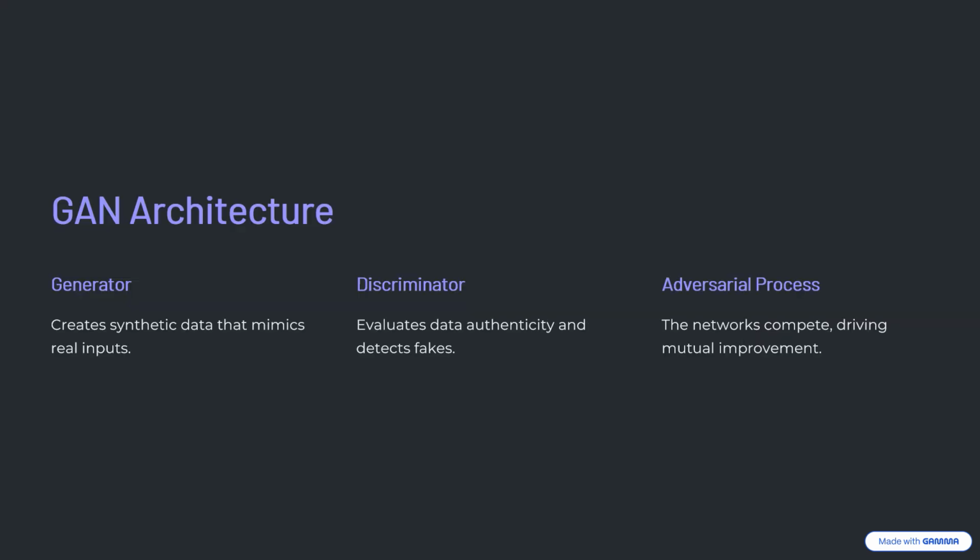GAN architecture. A GAN consists of two main components, the generator and the discriminator. The generator's job is to create synthetic data that looks real, and the discriminator's job is to distinguish real data from the fake data generated. This creates an adversarial process where both networks compete, but in doing so, they both improve.